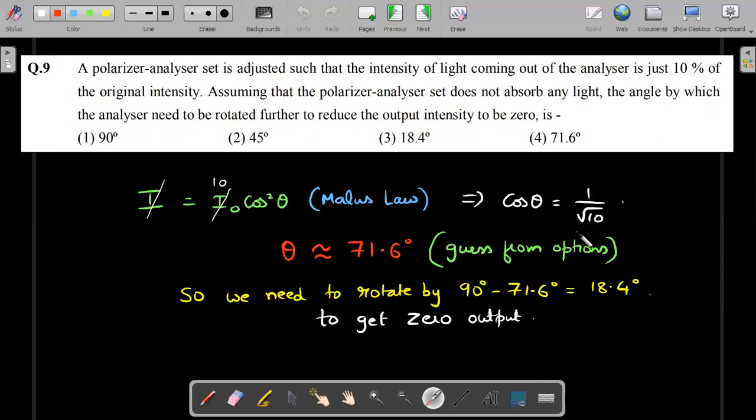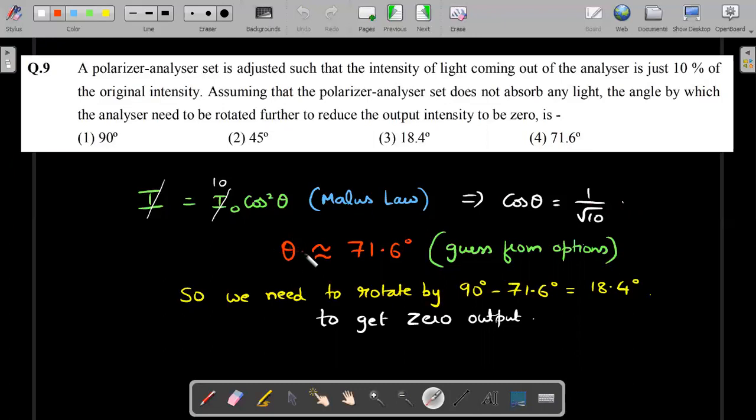Again, similar to that other question where 25 degrees had to be guessed, here it is slightly different, because you know that once cos theta is 1 by root 10, the answer is not 90 or 45, it has to be between the two. And you know this is much closer to 90 degrees, so maybe you can guess the value is 71.6, but there's a catch.